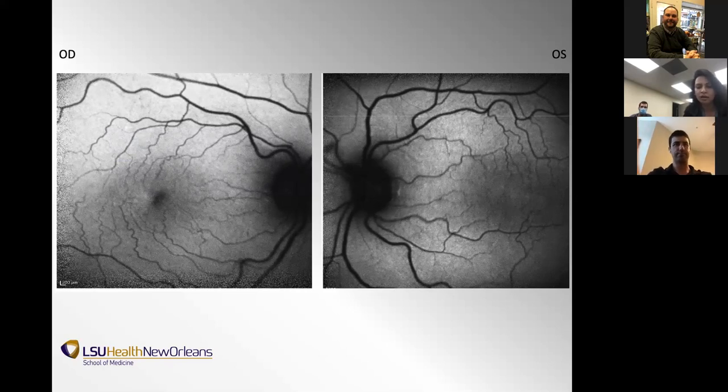Good. Otherwise, good. So one thing that I'd like everyone, and first years primarily, to appreciate here is that primarily in the left eye, and again the resolution is not that great, the normal hypoautofluorescence of the fovea is not present in the left eye, whereas you can appreciate it here in the right eye.